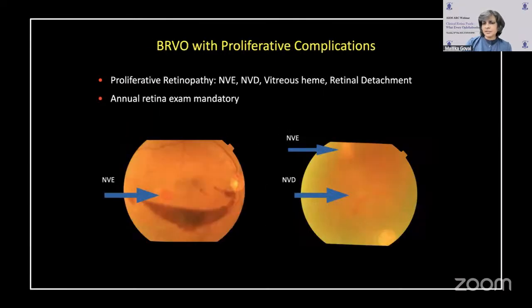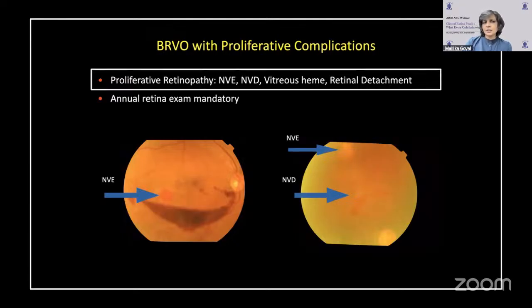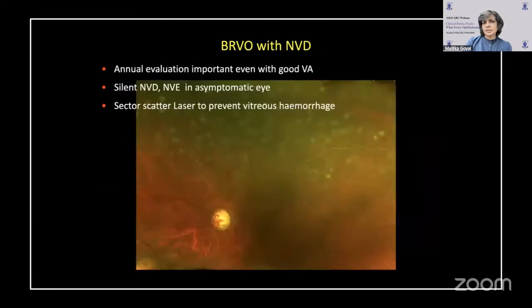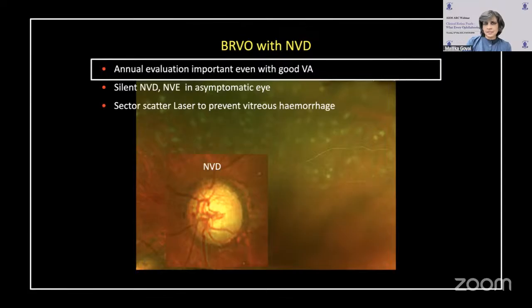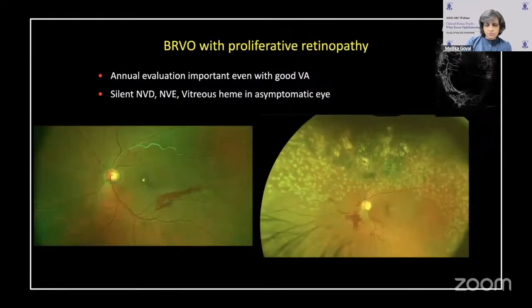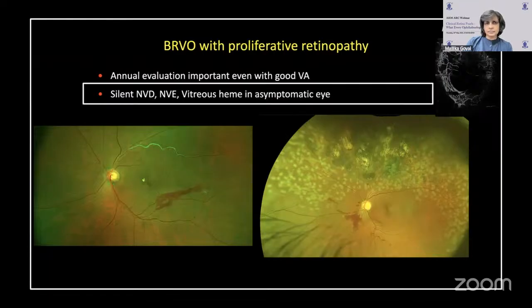Ischemia is seen as hyperreflectivity. BRVO also needs careful annual examination for new vessels, which may be asymptomatic. Both these patients are asymptomatic. As you see, NVD, these are asymptomatic patients, and they require scatter laser to prevent complete vision loss from vitreous hemorrhage, tractional retinal detachment, etc. Again, asymptomatic patients on annual review, treated with scatter laser. So also look at the other eye every time.